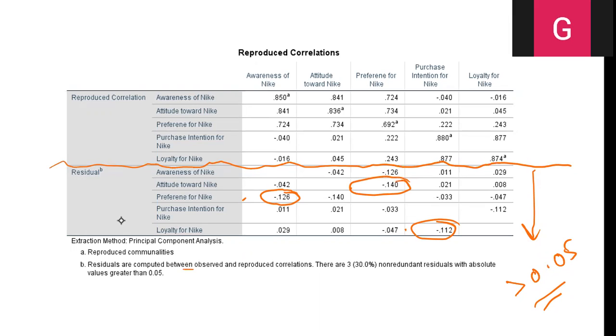So residuals are computed between observed and reproduced correlation, that is observed and estimated using this factor analysis. And there are three non-redundant residuals. So यहाँ पर 0.112, यहाँ पर भी है 0.112, because you are doing loyalty and purchase, okay, and then purchase and loyalty पे भी ये एक बार और आएगा. But I am talking about non-redundant residuals. So it's only 3. So that's 30% is the value. So that is good. Your residual value is very less here.